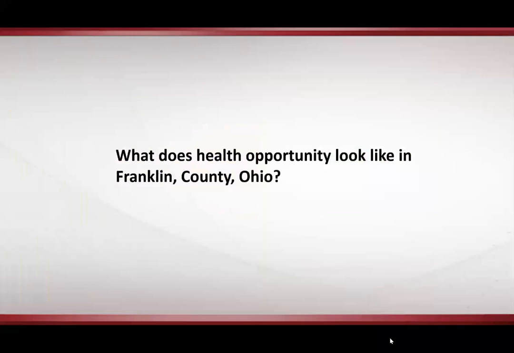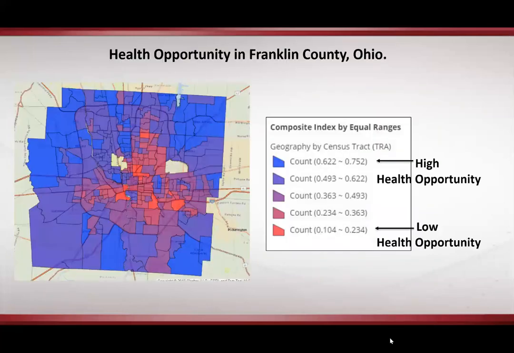So what does health opportunity look like in Franklin County, Ohio? Next. This is the first time, based on the Health Opportunity Index, that we were able to really visualize health opportunity. Areas that are dark blue, individuals in those census tracts have the best opportunity for good health. As you go down the continuum, as the colors change from blue to purple to the deep red, those individuals who live in census tracts colored deep red, Health Opportunity Index 0.1 to 0.23.4, have the lowest opportunity for good health.